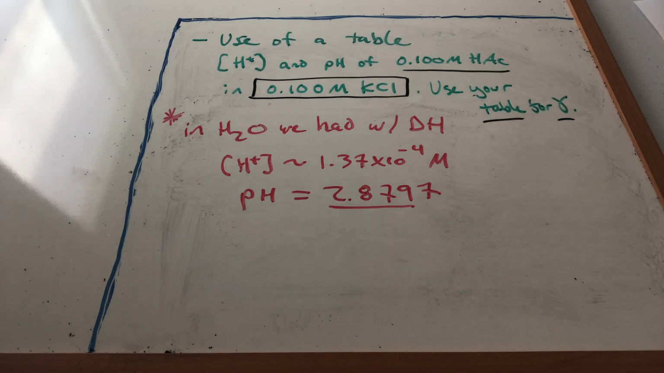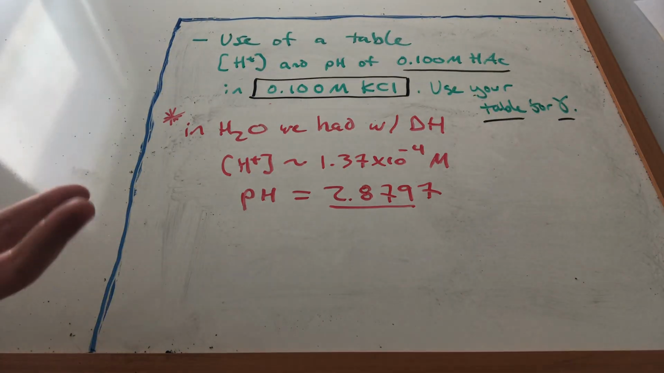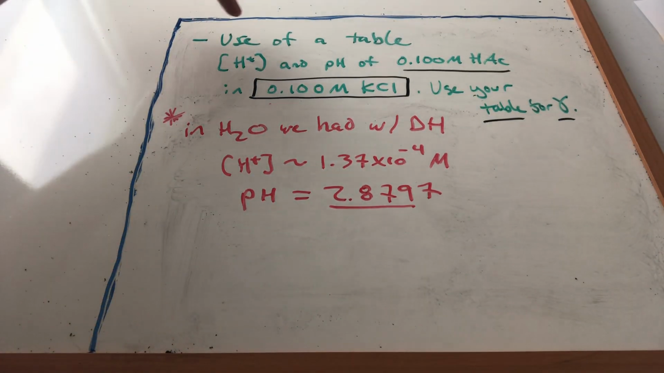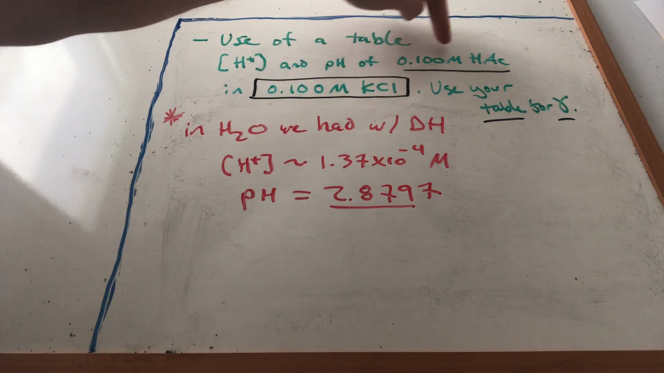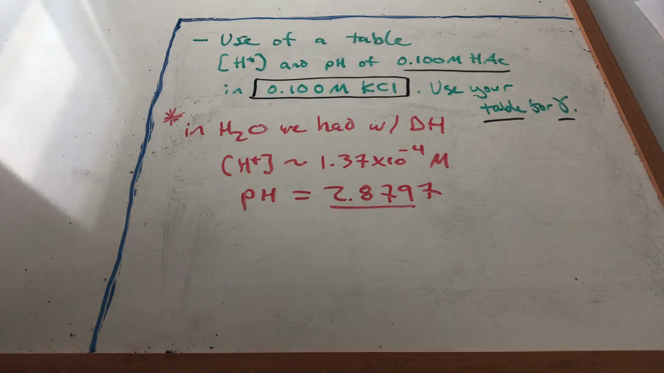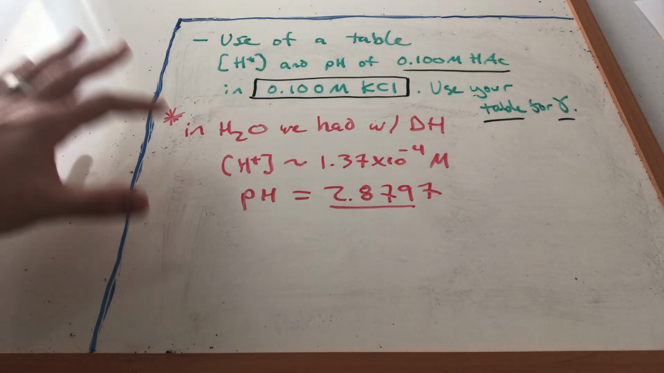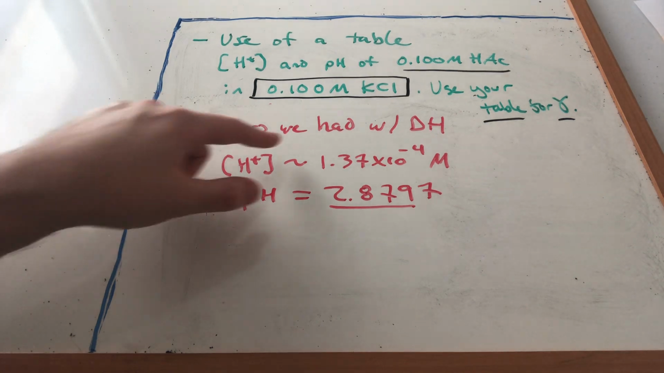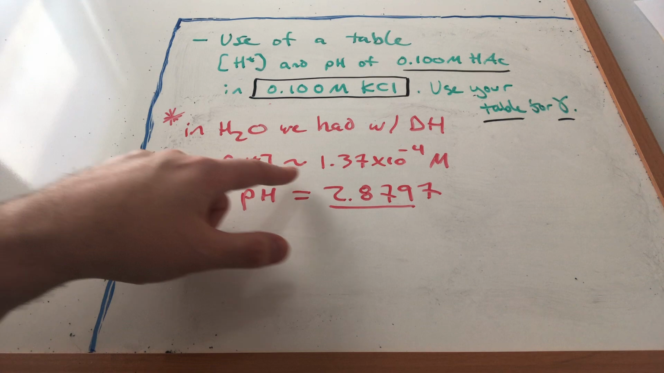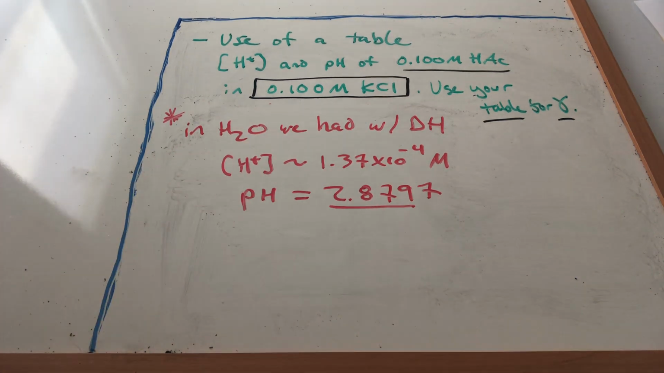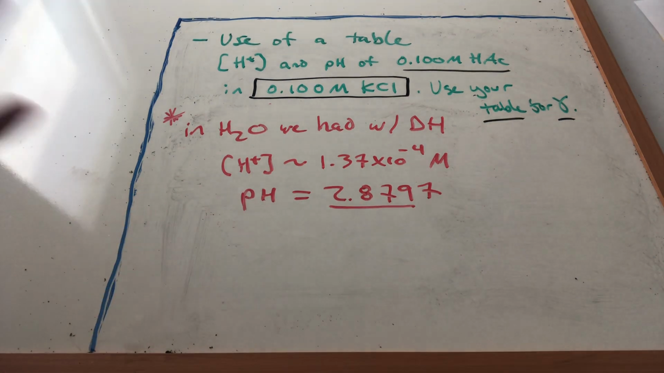So the example that we're going to start off with is we're going to use a table, right? Your table with our activity coefficients, just to be completely clear, to determine H plus and pH of a 0.100 molar HAC solution in 0.1 molar KCl. Okay. I've reminded us here that in H2O we had, with Debye-Huckel theory, an H plus that was about 1.37 times 10 to the minus 4 molar, and a pH that was 2.8797, okay?